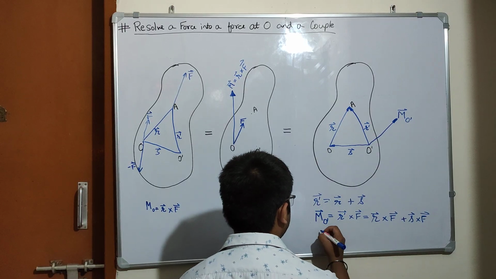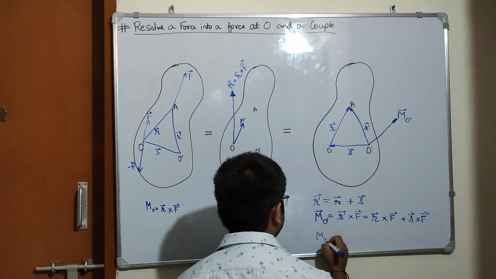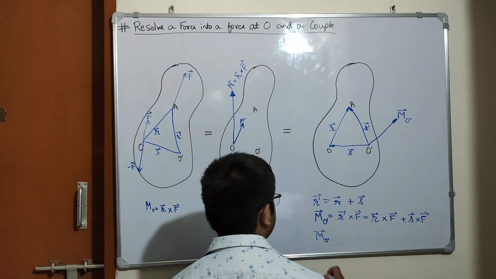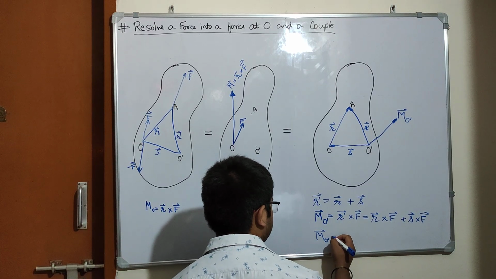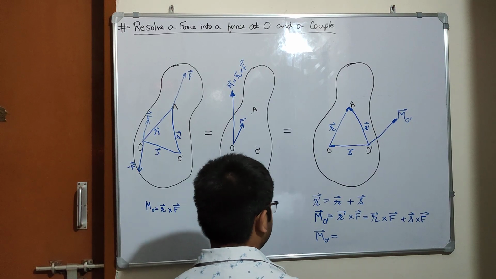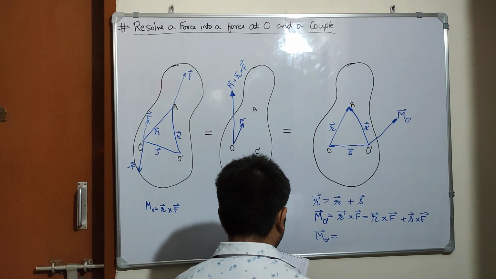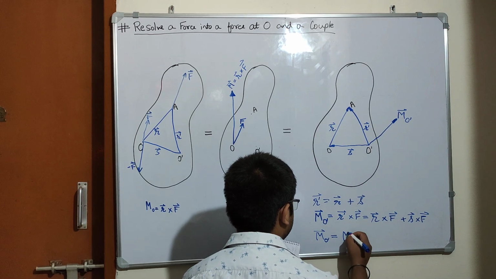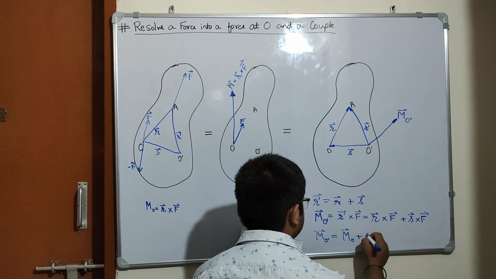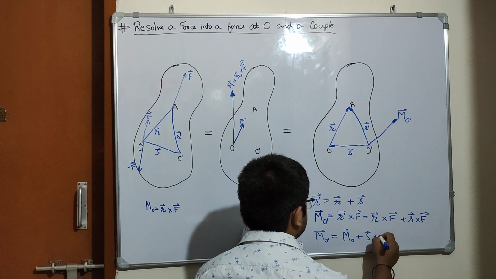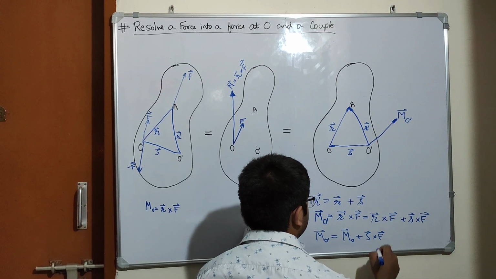So MO dash will be equal to MO prime. I'm saying O dash as O prime. MO prime vector equals MO vector plus S vector cross F vector.